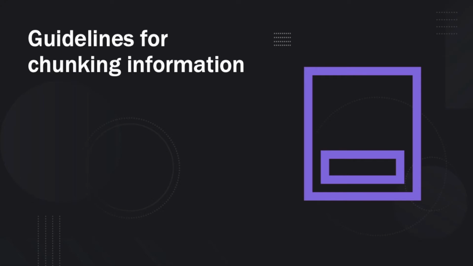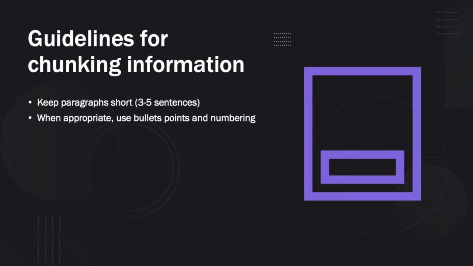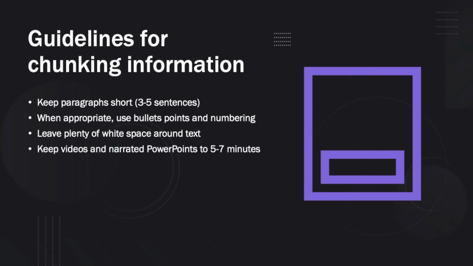Finally, as you organize your course material, you may want to review and even revise the visual presentation for clarity. Keep written paragraphs short, maybe 3 to 5 sentences long. When appropriate, use bullet points and numbered lists. Leave plenty of white space around the text, too. And be concise with videos and narrated PowerPoints. They shouldn't run much longer than 5 to 7 minutes. Remember that extraneous information and cluttered design taxes working memory and distracts students from the goal of learning the content.